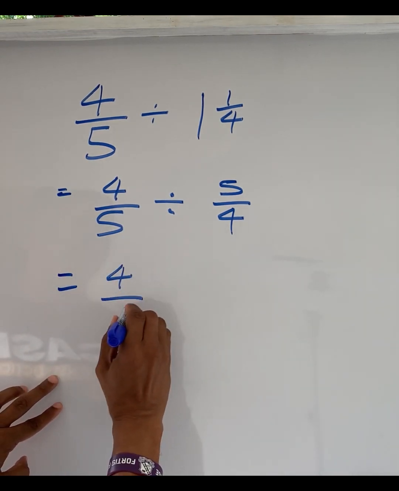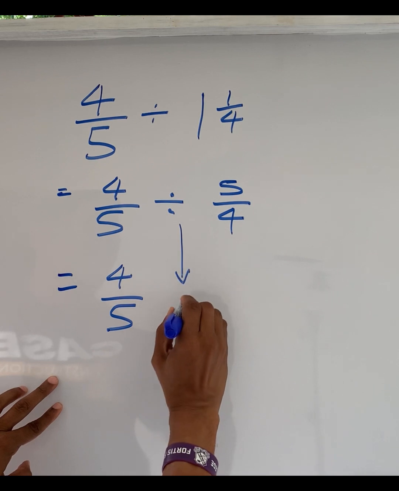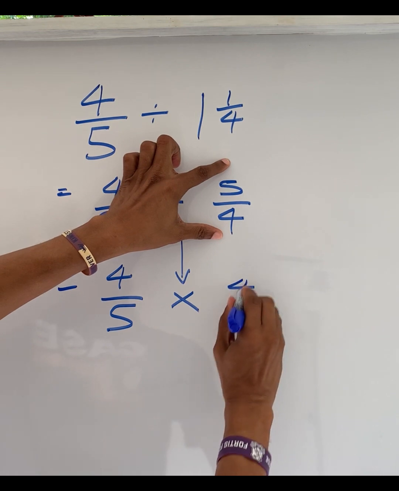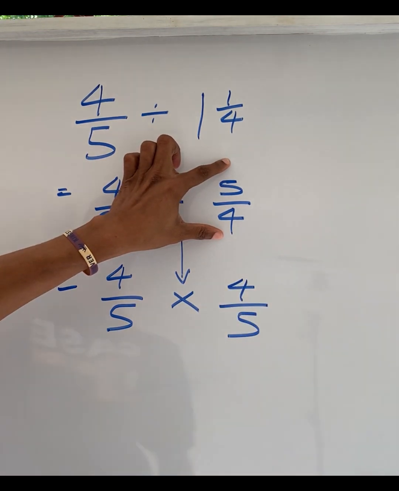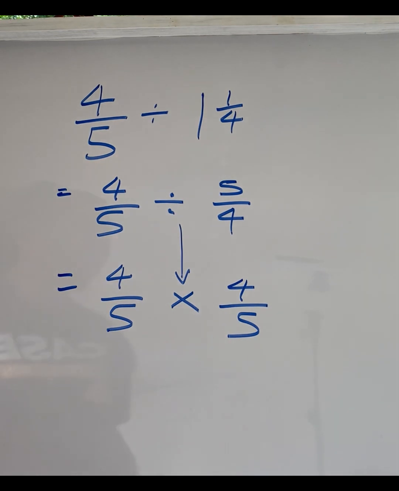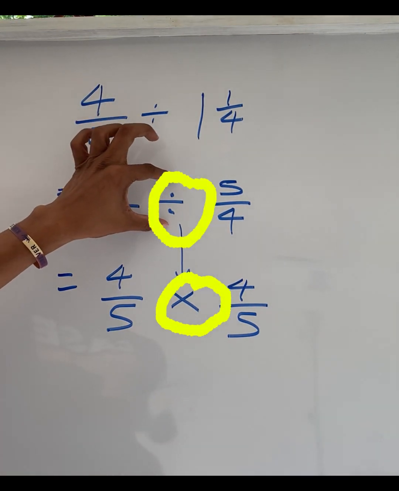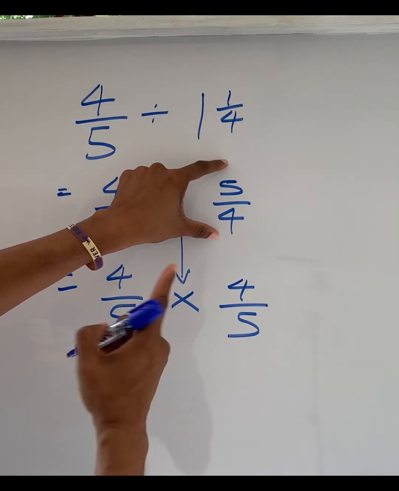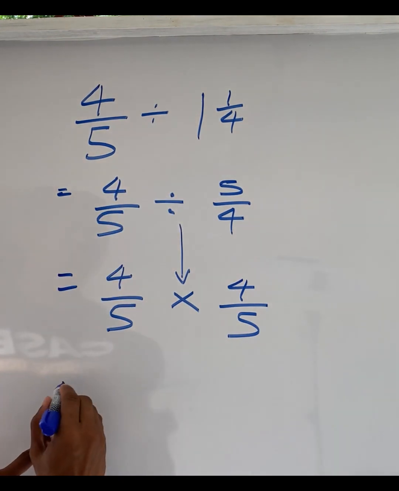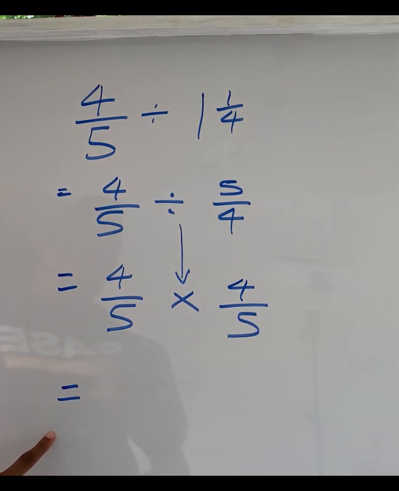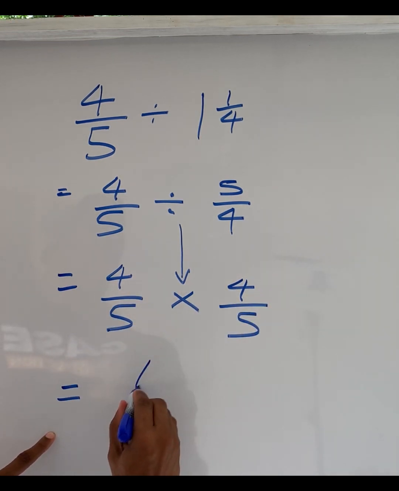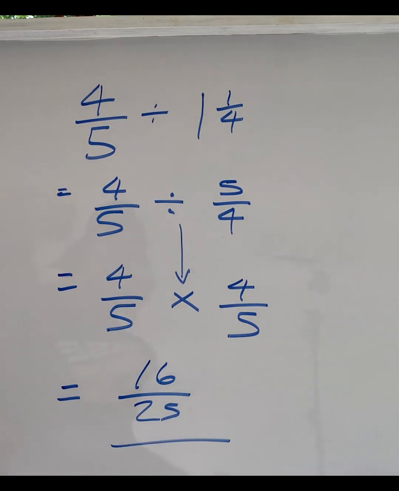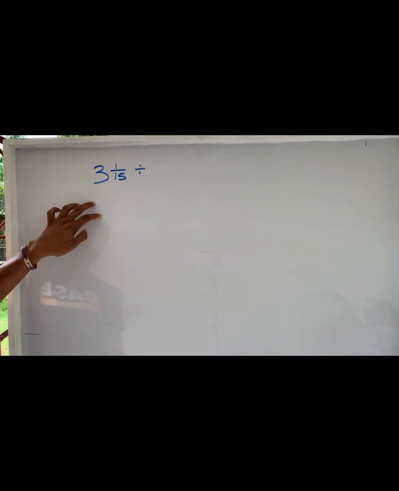Okay, let's move on. So we have 4/5, and when we convert the division to multiplication, we then find the reciprocal of what comes after the division, which is 5/4. We just invert it, all right? So as we see, once we convert our division to multiplication, then we find the reciprocal of the fraction right after. Okay, so this equals 4 times 4 is 16 over 5 times 5 equals 25. Good.